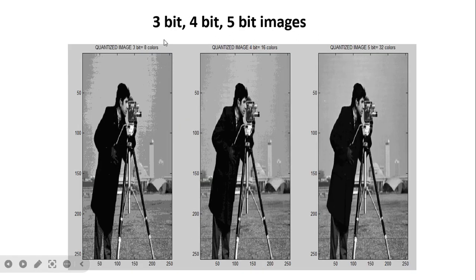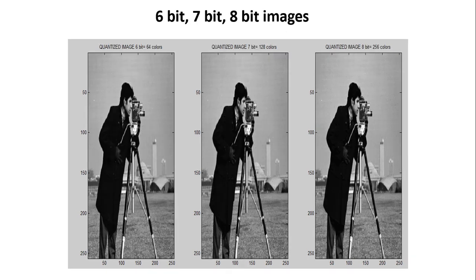Now as we are using more and more colors, we can see that we are getting finer detail. Now this is the image with 8 colors, this is the image with 16 colors, and this is the image with 32 colors. As we are using more and more colors, we are getting a continuous tone of the image. Now this is 64 colors, 128 colors, and again we can see the original image.